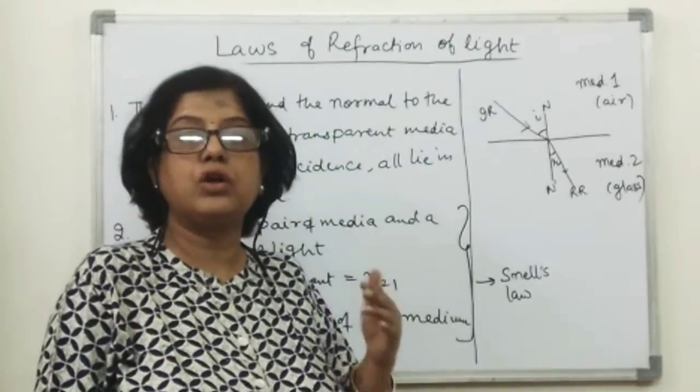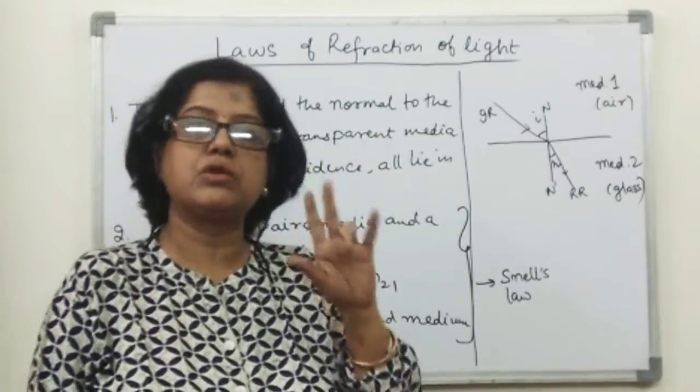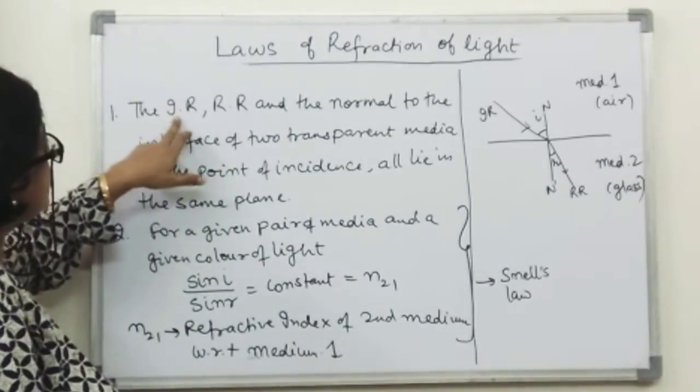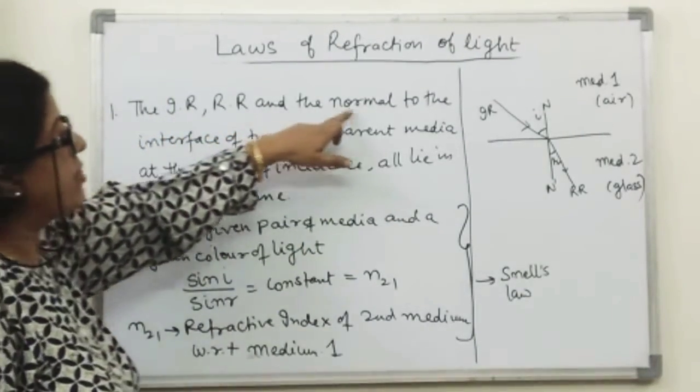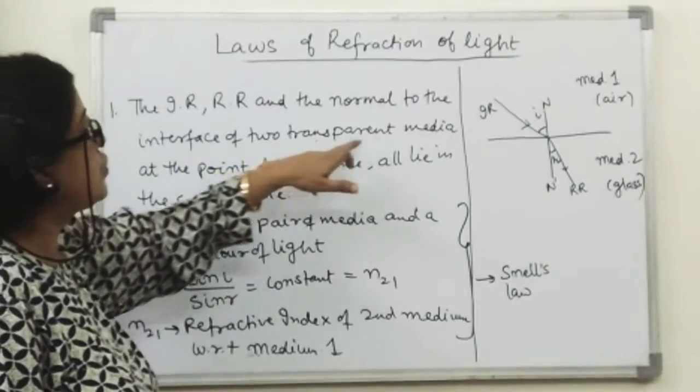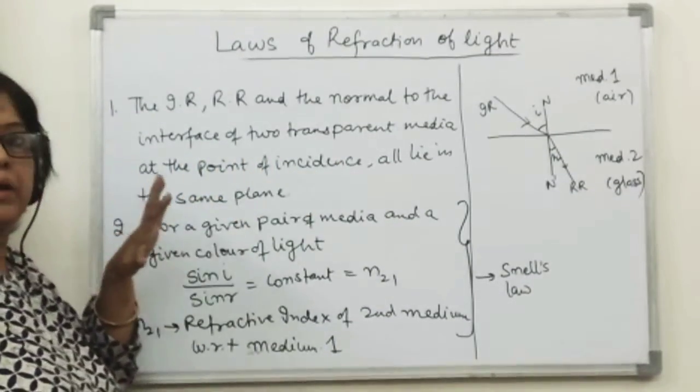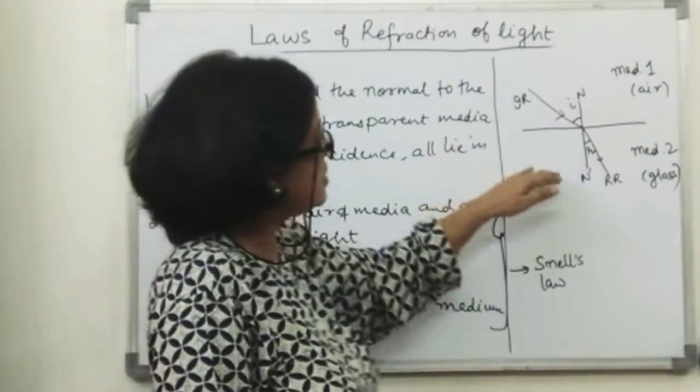You have already done two laws of reflection. Similarly, there are two laws of refraction. The first law says that the incident ray, refracted ray and the normal to the interface of the two transparent media at the point of incidence all lie in the same plane. What does this mean? This is the diagram.